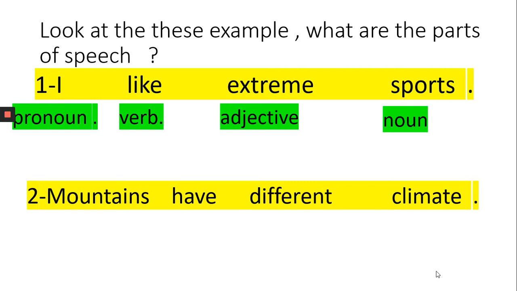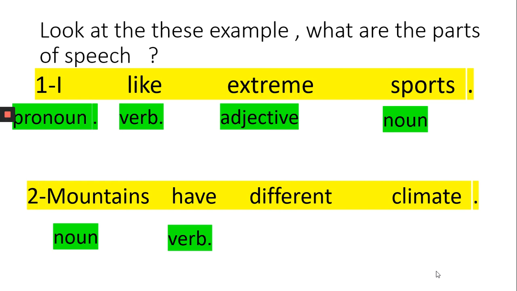Let's go to the second sentence. The second sentence starts with the word mountains. As you know, mountains, forests, valleys, rivers, you can see them, you can touch them maybe. So all these are nouns. What about the word have? Mountains have different climate. It's exactly as the word like. So have is a verb. Very good. And what about the word different?